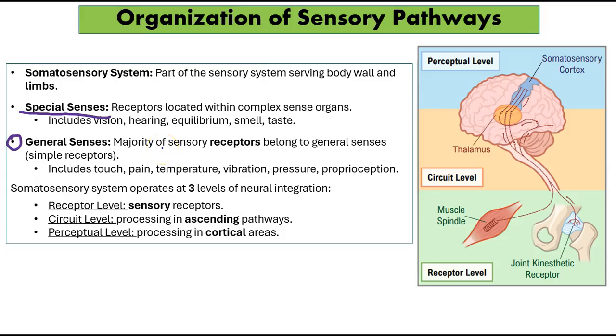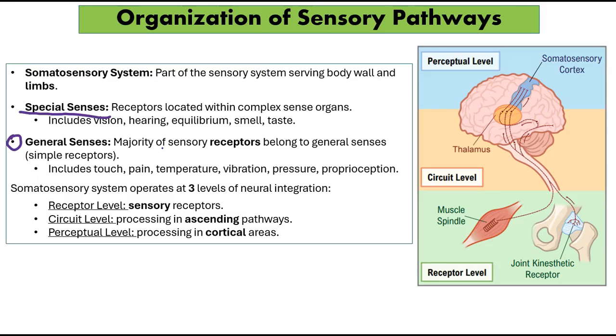senses. So the special senses are going to be receptors located within special sense organs, like your eyes, your ears, okay? Your tongue, for example, your nose. So that's going to include vision, hearing, equilibrium, smell, taste, all of that.